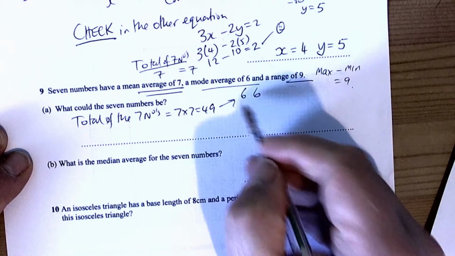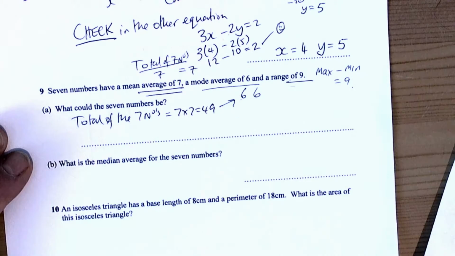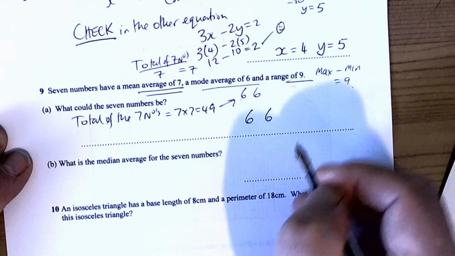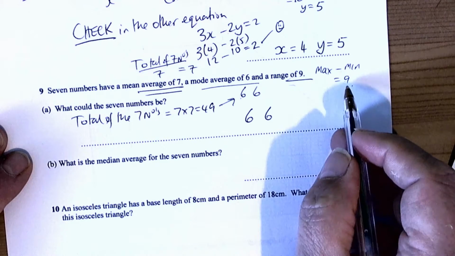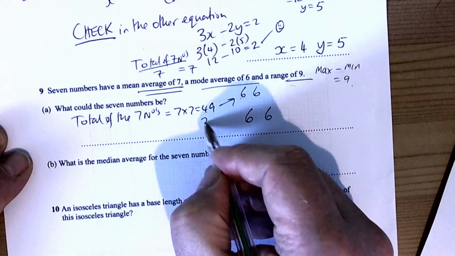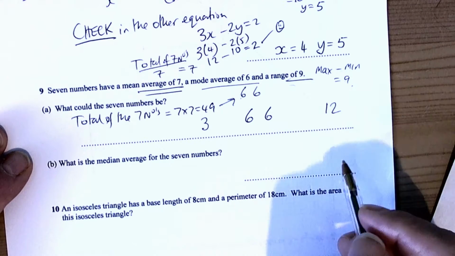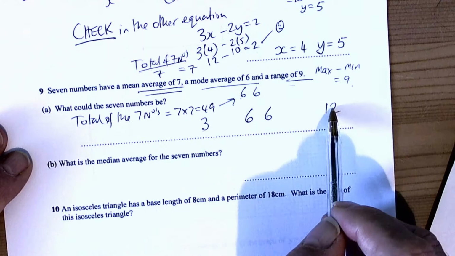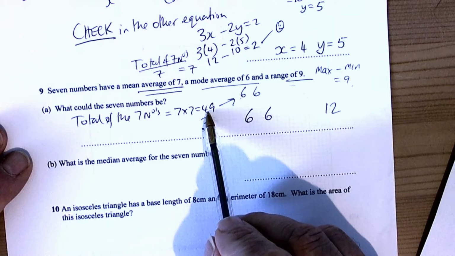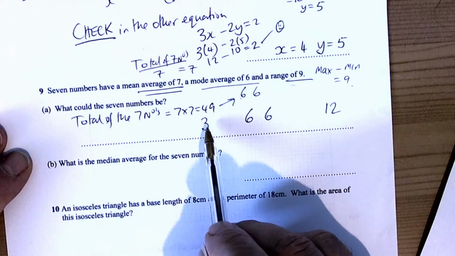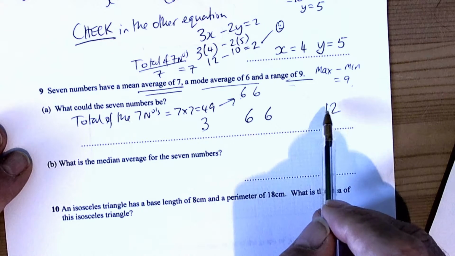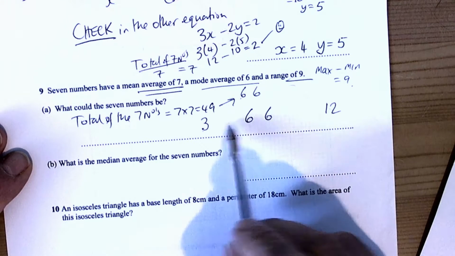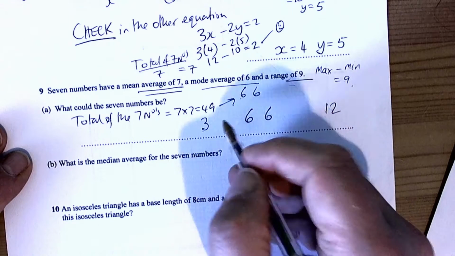We know the mode has to be 6, and we know the range has to be 9. So it seems logical to try 6 and 6. On a range of 9, so I might try 3 at the beginning and 12 at the end, because 12 take away 3 would be 9. I can see what total I've got so far. I know that I'm trying to build up to 49, so let's have a look what we've got so far. So we've got 9, 15, 25, 27, so I need 22 more. I need 3 more numbers, so I need 22 from 3 more numbers.